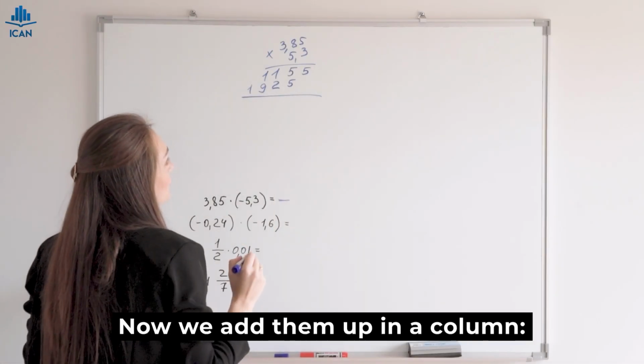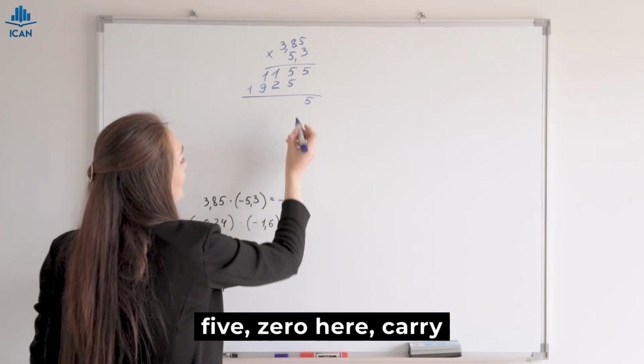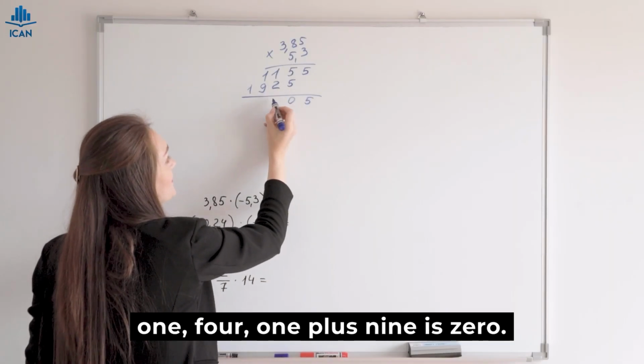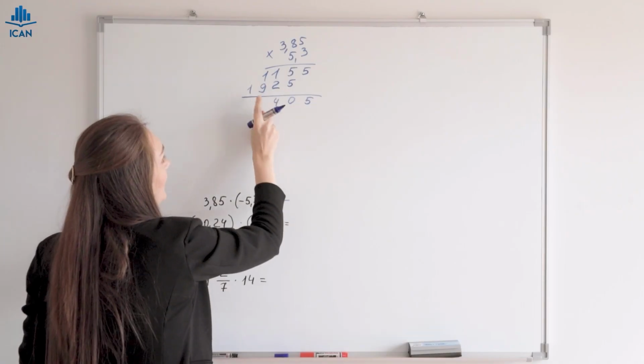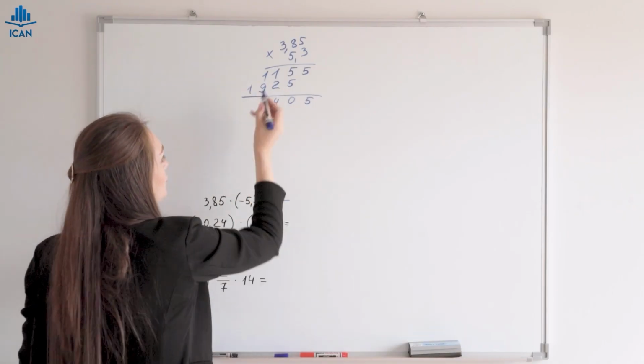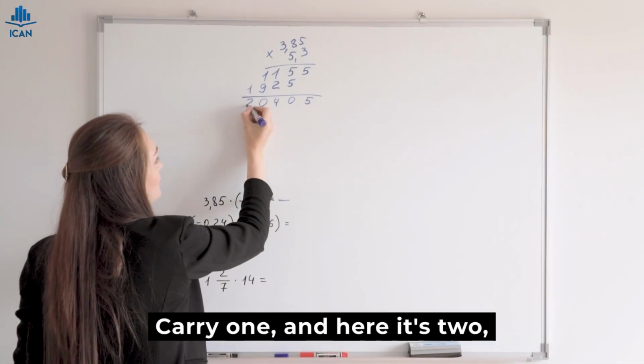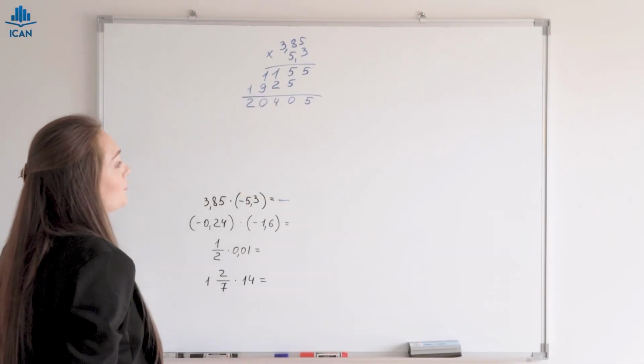Now we add them up in a column. 5, 0 here, carry 1, 1 plus 2 is 3, carry 1, 4, 1 plus 9 is 0. Carry 1, and here it's 2 plus 1 carried over.